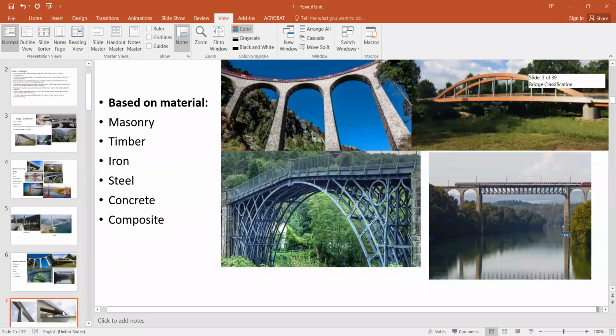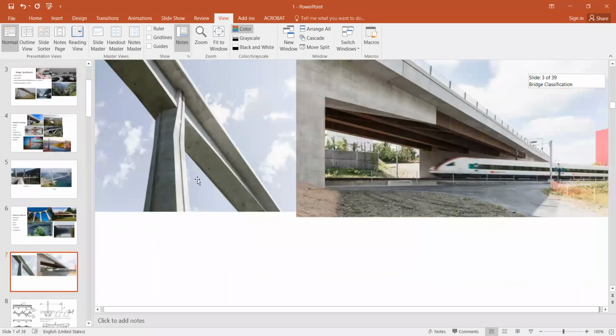Concrete bridge and composite bridge. So this is a concrete bridge and this is a composite bridge, in which we can see that the end part is of concrete and the mid part is made of steel.